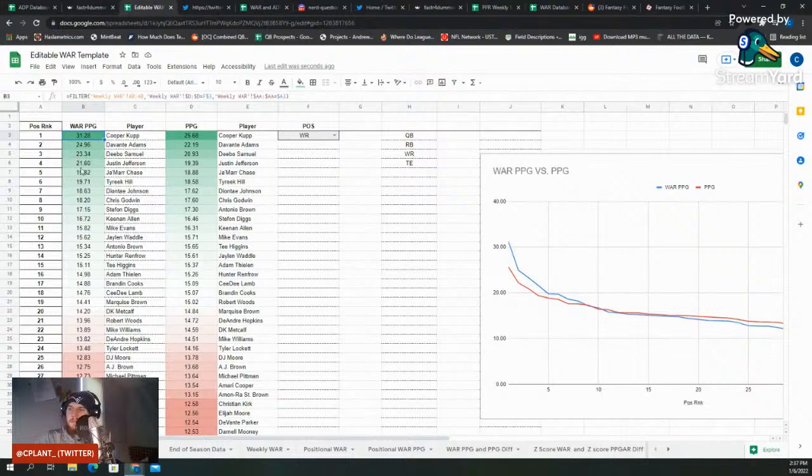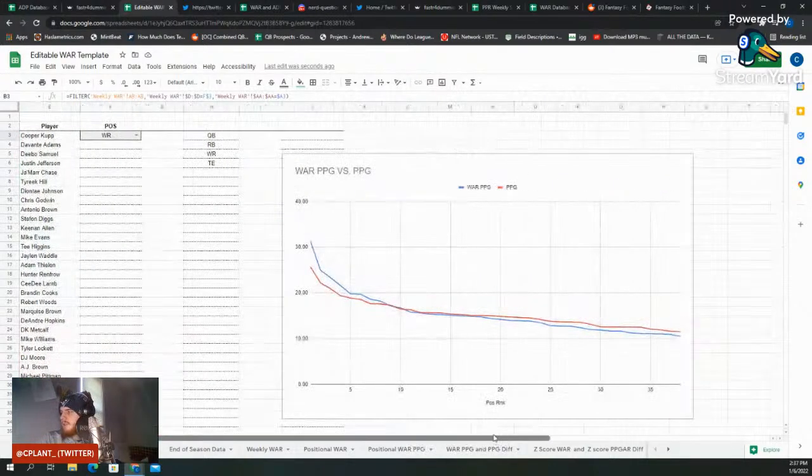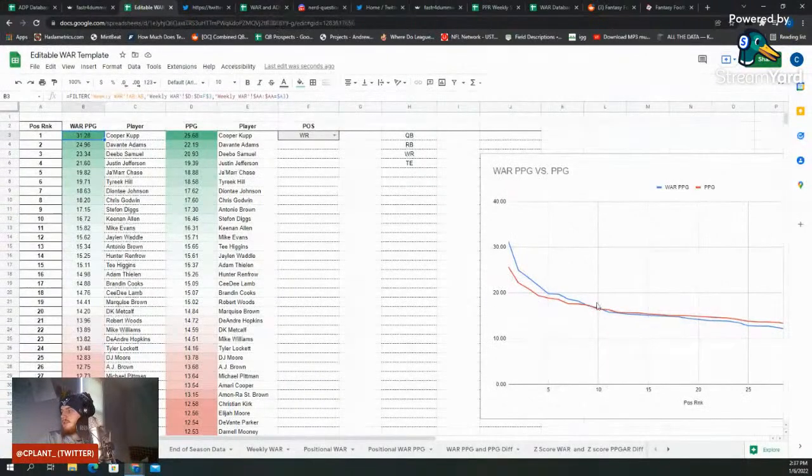And then something interesting happens: the lines cross. Now in the other positions they don't really cross, but this crosses. So like 10 to 20 even, points per game and WAR points per game are actually about even. So if you were to value those receivers by their points per game, you're actually doing it right.